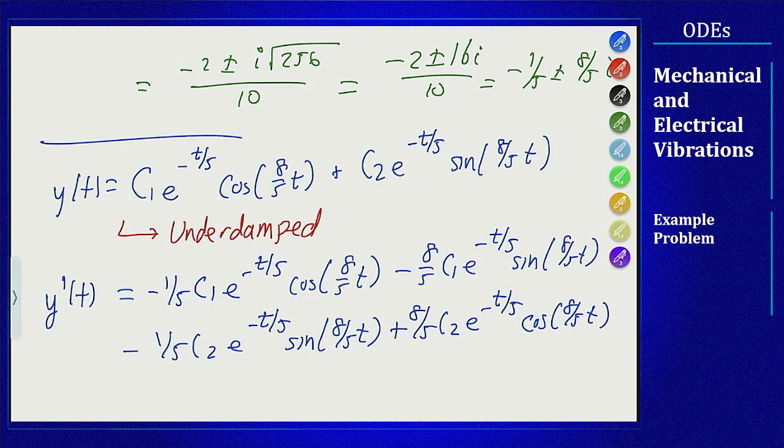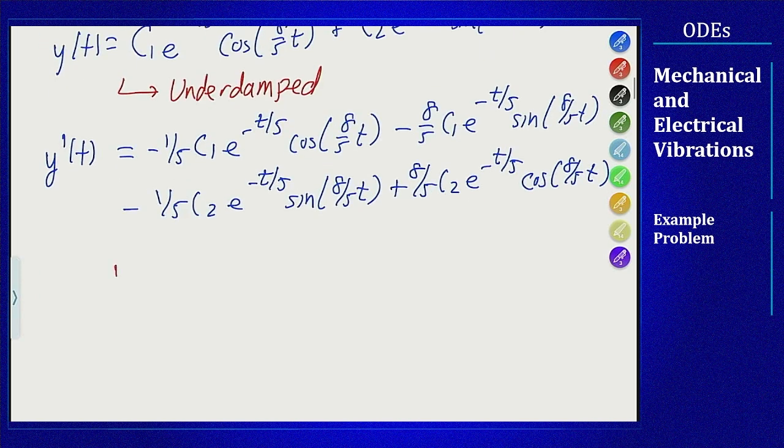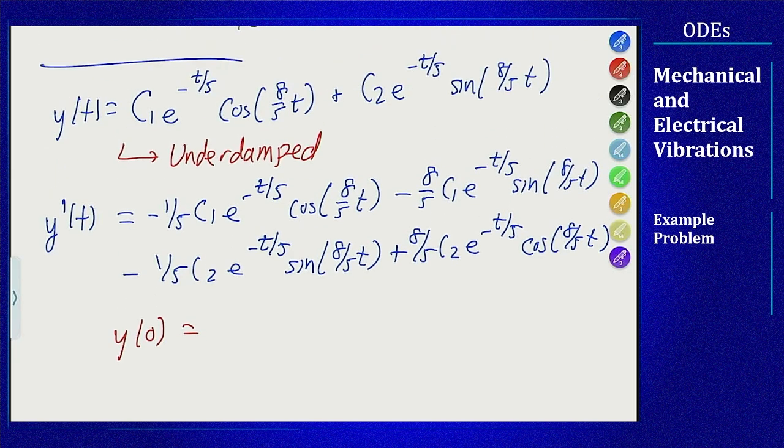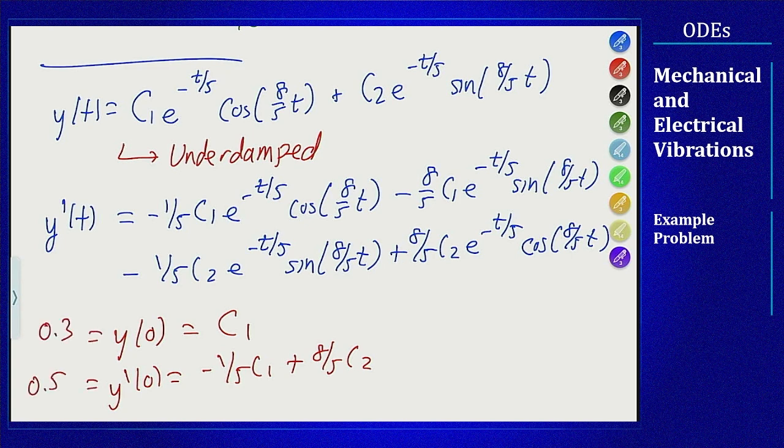Okay, now I want to plug in t equals 0 to both and use my initial conditions to then find c1 and c2. So it will have that y of 0. Well, if I plug 0 in for y, the sine term just goes to 0, and so it's gone. Exponentials go to 1, cosine goes to 1, so I just get c1 here. And y prime of 0, both sine terms are also gone, so I'm left with negative 1/5 c1 plus 8/5 c2. I know that I want y of 0 to be 0.3, and y prime of 0 to be 0.58.